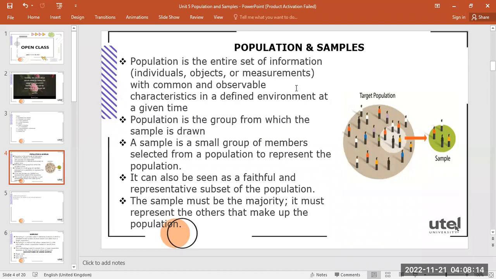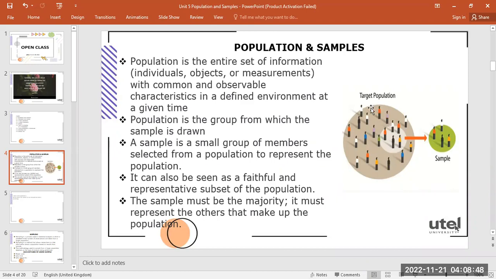Now, the reason why in most cases we don't want to deal with the population is because we do not always have the time and enough resources to carry out a study covering the entire population. So rather, what we do is take a little portion out of the population, and that little portion taken out of the population is what is referred to as a sample, as you can see depicted in this diagram on the right-hand side of this PowerPoint slide.